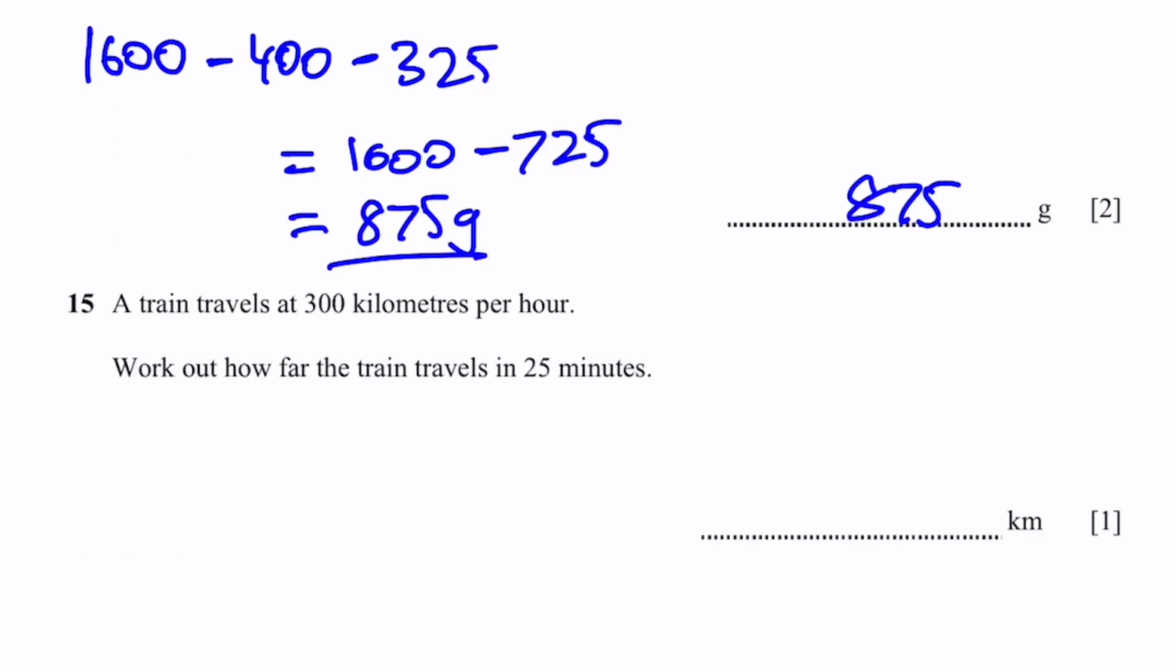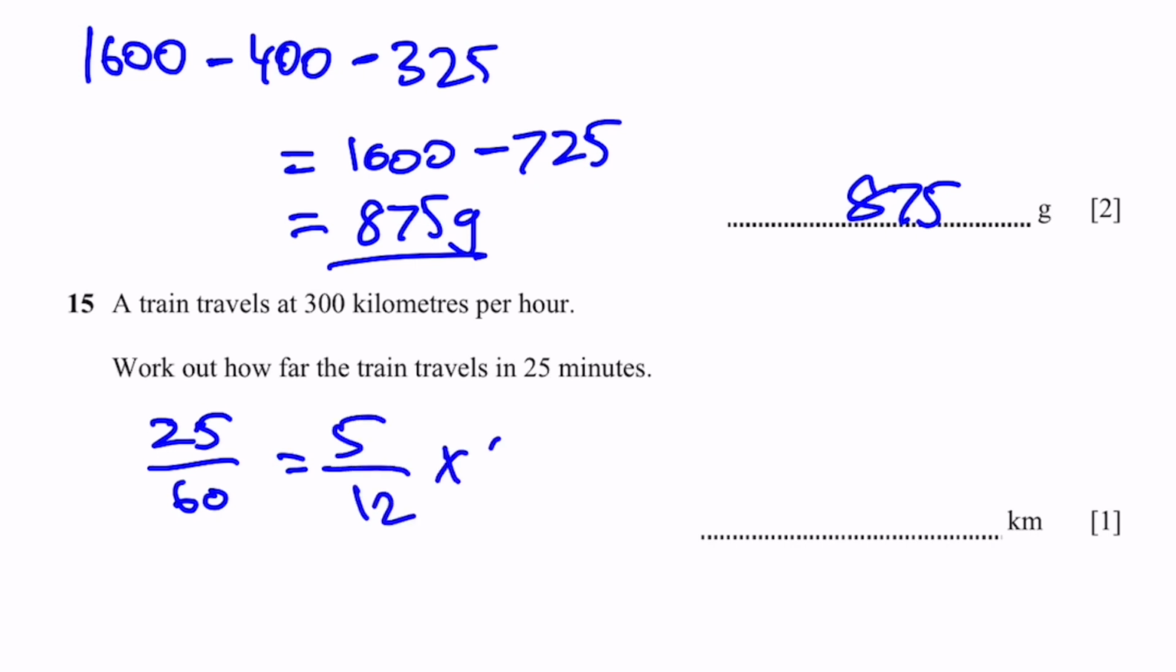Question 15. A train travels at 300 kilometers per hour. Work out how far the train travels in 25 minutes. In 1 hour, it travels 300 kilometers. So in 25 minutes, first let's make this a fraction of an hour. 25 by 60, which is equal to 5 by 12 of an hour.